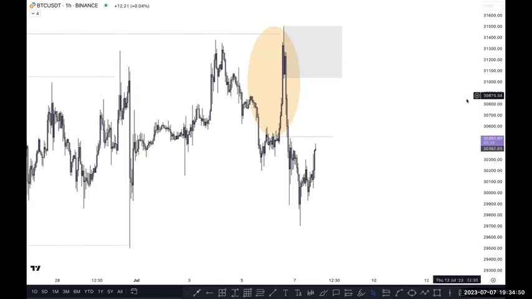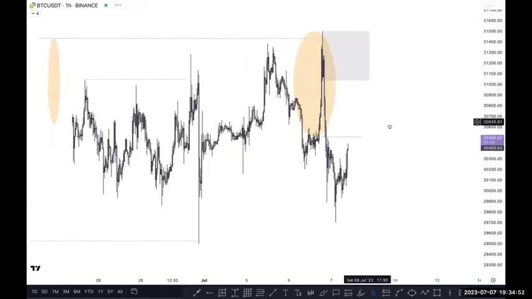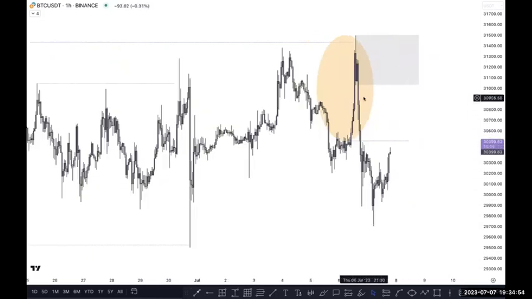US 30. Okay, sir. Okay, so this is just an overview about Bitcoin. Bitcoin, you have to wait for it to take out, at least mitigate this one, and then you can sell here, right? Because this high is a grab the liquidity, which is an indication for the sell, right?